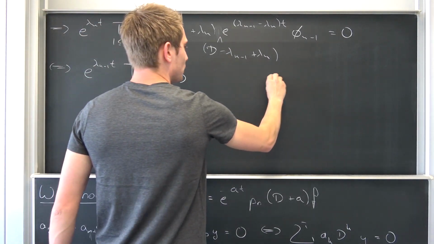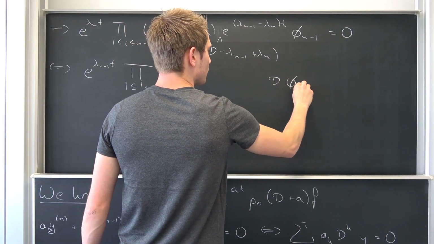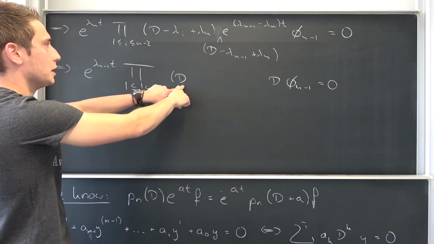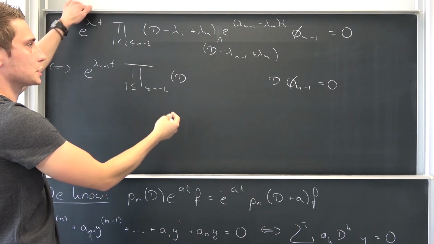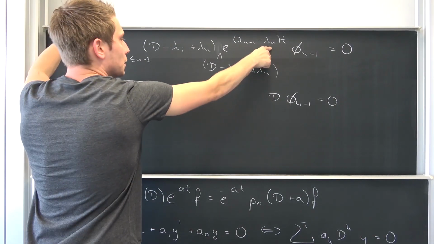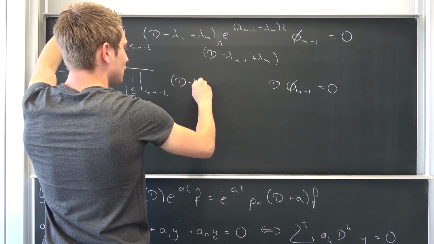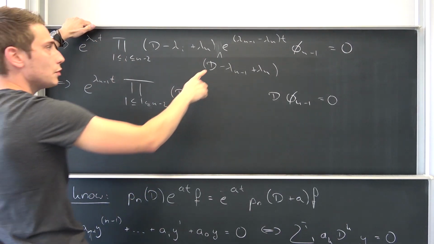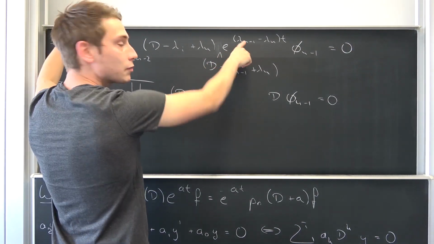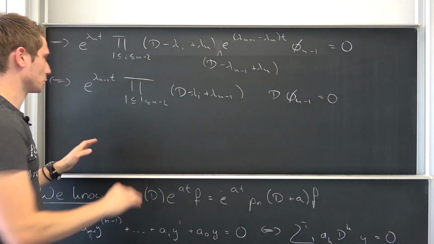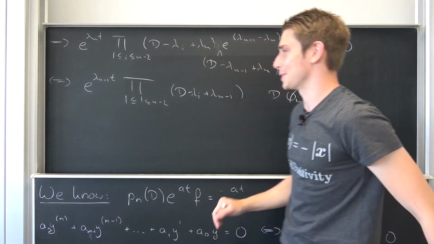Okay, meaning up here we are going to be left with d phi n minus 1 being equal to 0. But what do we have in here? Well, we are going to have our d being preserved, but also we are going to get rid of this lambda n. And now what we have is negative lambda I, but also positive lambda n minus 1. I'm terribly sorry for this little mistake right here.